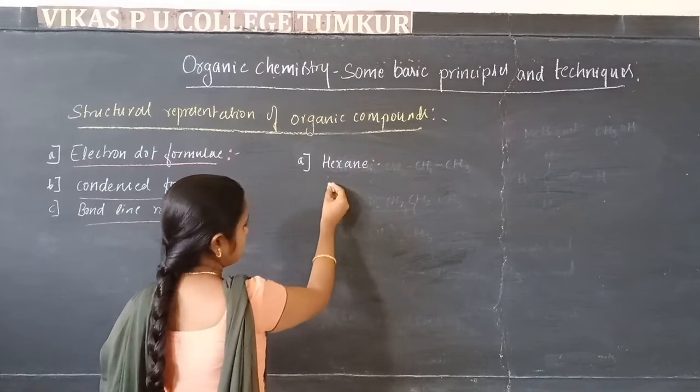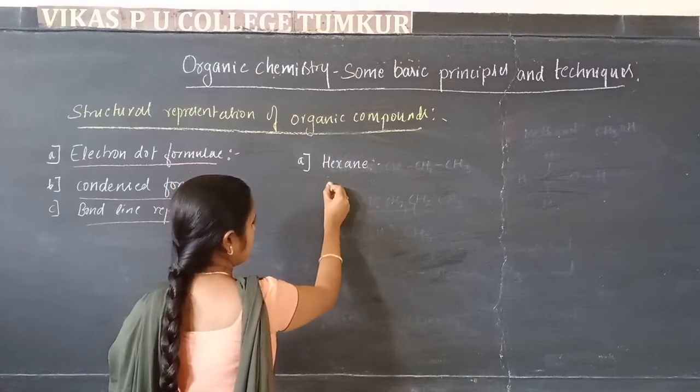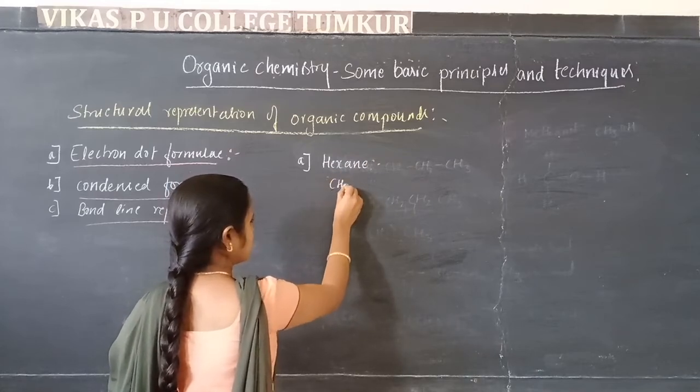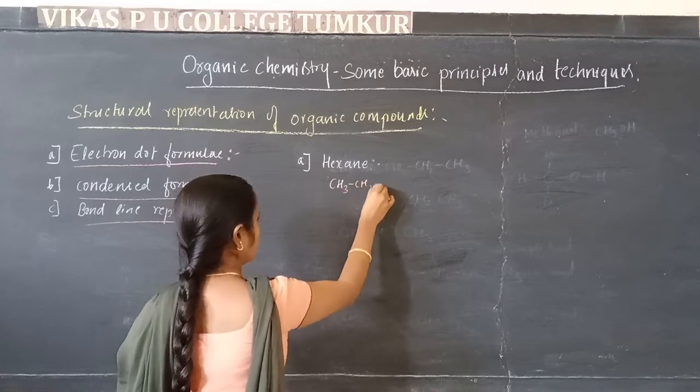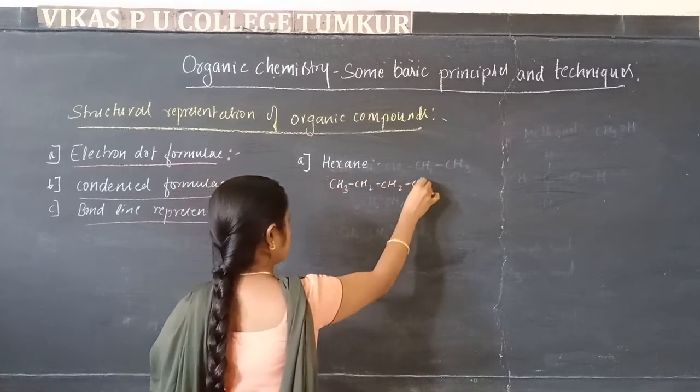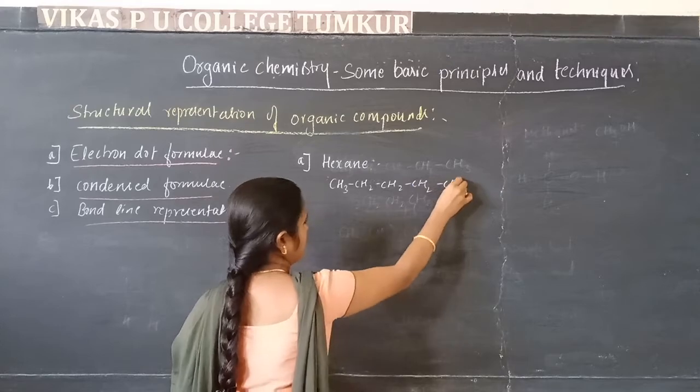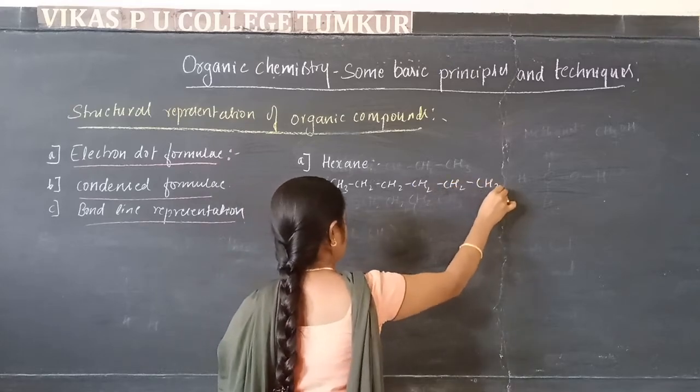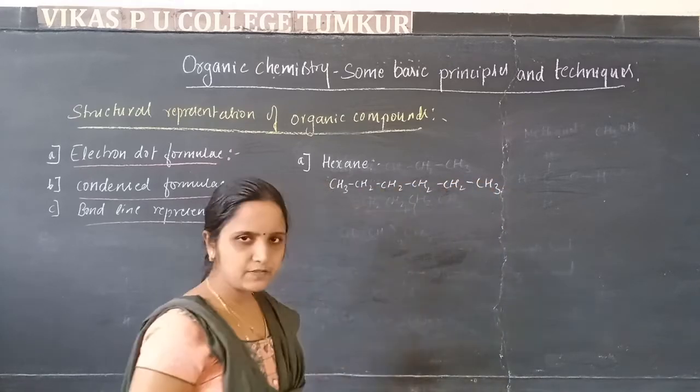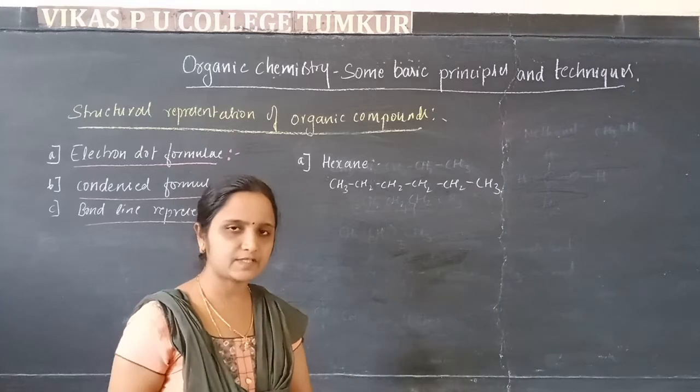Xn, we are going to represent. The formula of Xn is CH3 CH2 CH2 CH2 CH2 CH. This is about the Xn formula. This we should represent in the bond line representation.